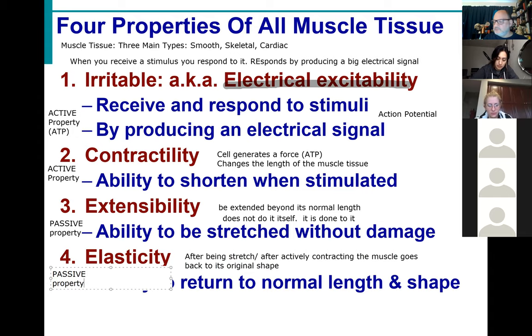So notice our muscle tissues have two active and two passive characteristics. And again, this is true for all three types. This is true for smooth muscle, for skeletal muscle, and for cardiac muscle. This is true for all muscle types.